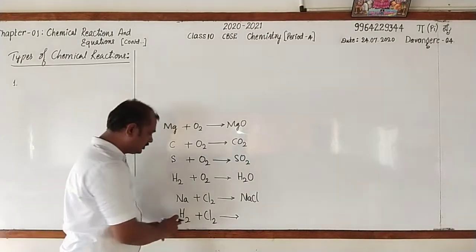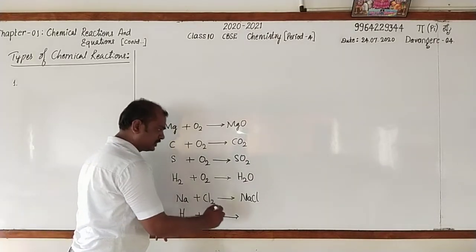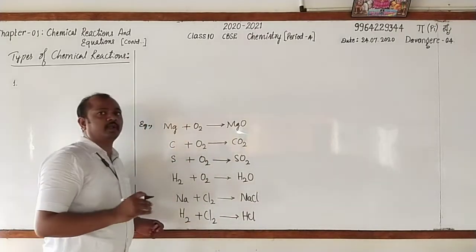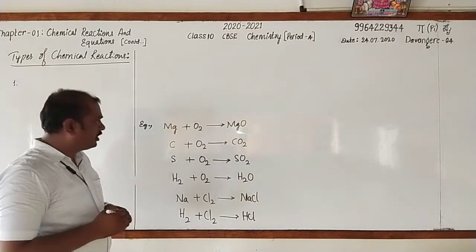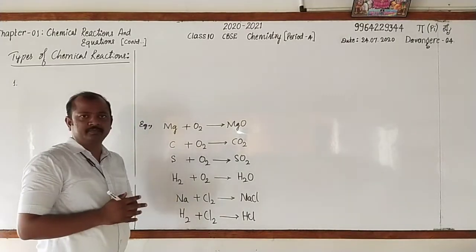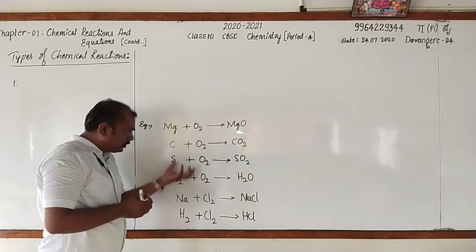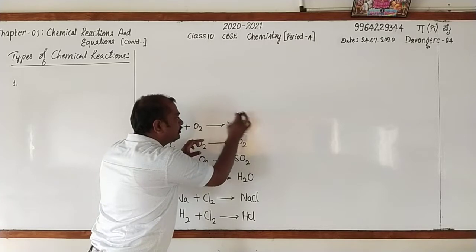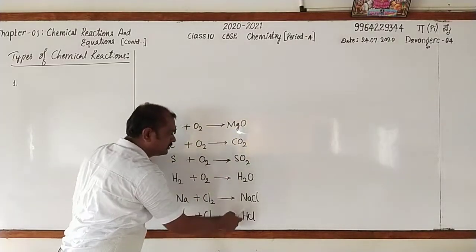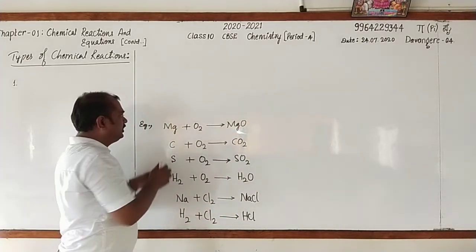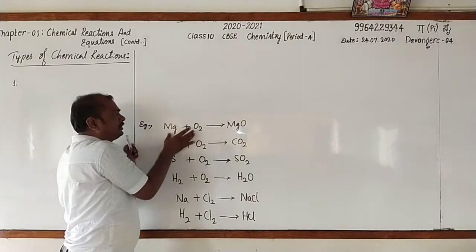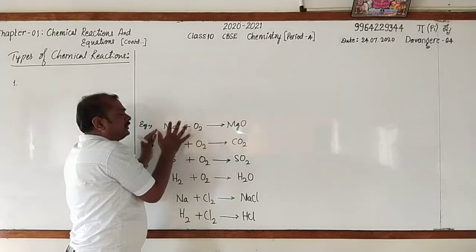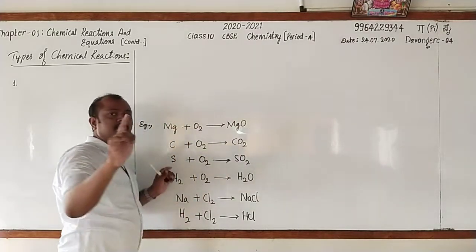Can you name that compound? Hydrogen and chlorine. What do you say? Yes, it is hydrogen chloride. Clear? Observe all these examples. Here we have taken two compounds on the reactant side. These two will combine to form how many products? Only a single product, right? In every chemical reaction you can see that here two substances undergo chemical reaction or combine to form a single product.